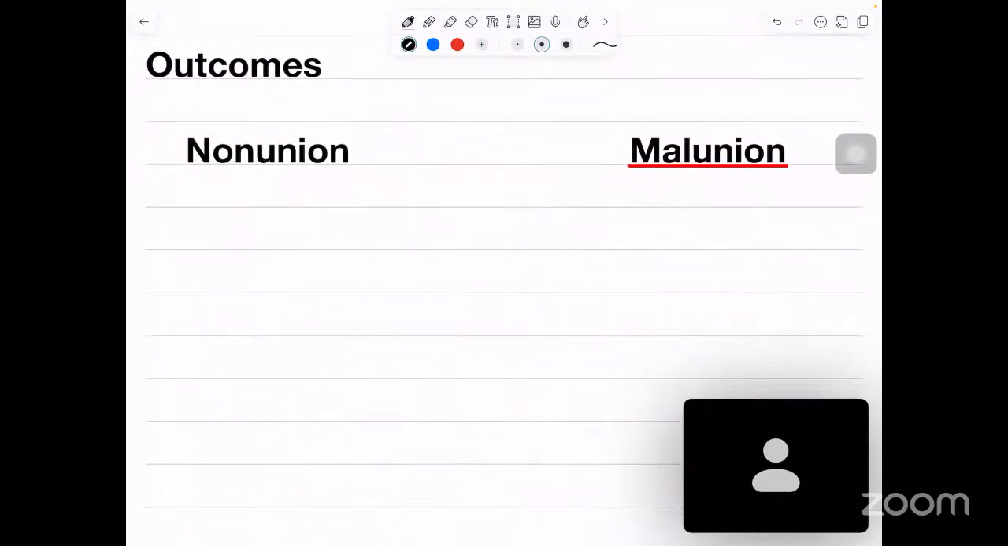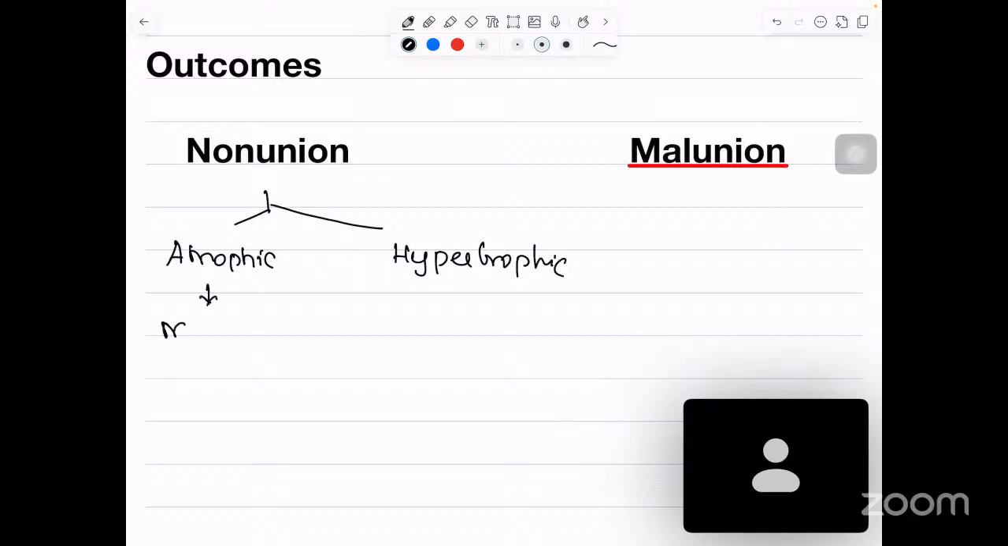So what exactly is a non-union and a malunion? Non-union is, as the term implies, non-union: the fracture doesn't get united. Malunion, it unites in a different way, not exactly in the correct anatomical way. Non-union can be either atrophic or hypertrophic, which means in atrophic there is no callus formation. Hypertrophic is based on the callus formation.